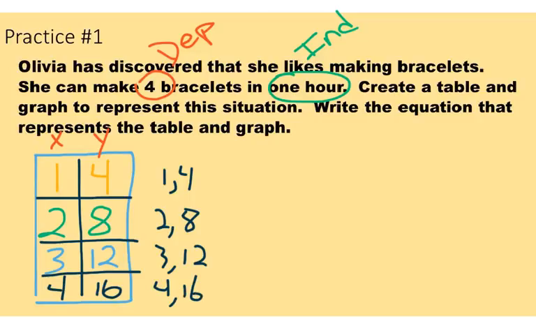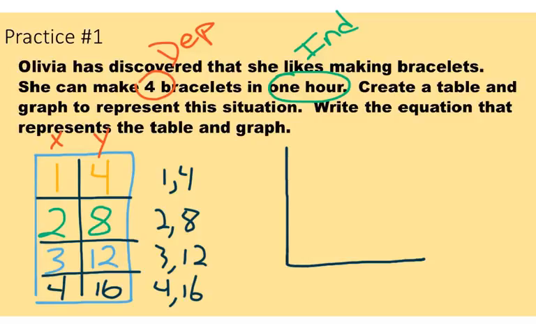And I'm sure that you can already see that this is a multiplicative relationship where we're multiplying the independent variable times 4 to get the output. 1 times 4 is 4, 2 times 4 is 8, 3 times 4 is 12, and 4 times 4 is 16. Okay? But first, let's go ahead and let's actually make a graph for this situation.